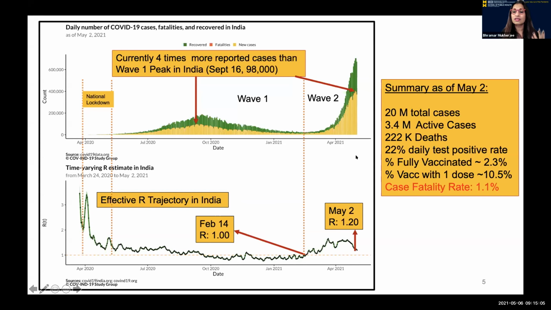So just to give you a summary, India is reporting about 20 million cases so far throughout this whole time, about 222,000 deaths. Current daily test positive rate is at 22%, percentage fully vaccinated 2%, and percentage vaccinated with 1 dose is 10.5%. The case fatality rate in India has been lower than the Western world. In many other countries, it is 1.1% right now, cumulative.